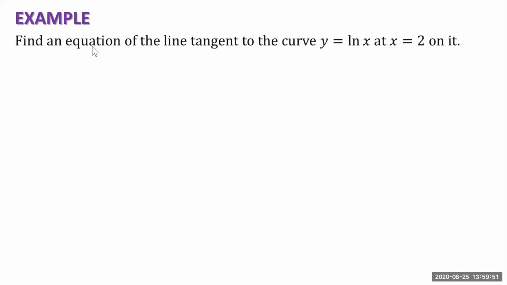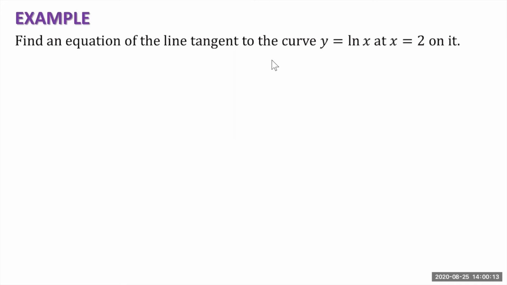Example: find an equation of the line tangent to the curve y equal to natural log x at x equal to 2. So here we want to find the equation of the tangent line. What we know is that the instantaneous velocity will give you the slope of the tangent line. Once we have the slope, we can easily find the equation. So let's draw the situation here.